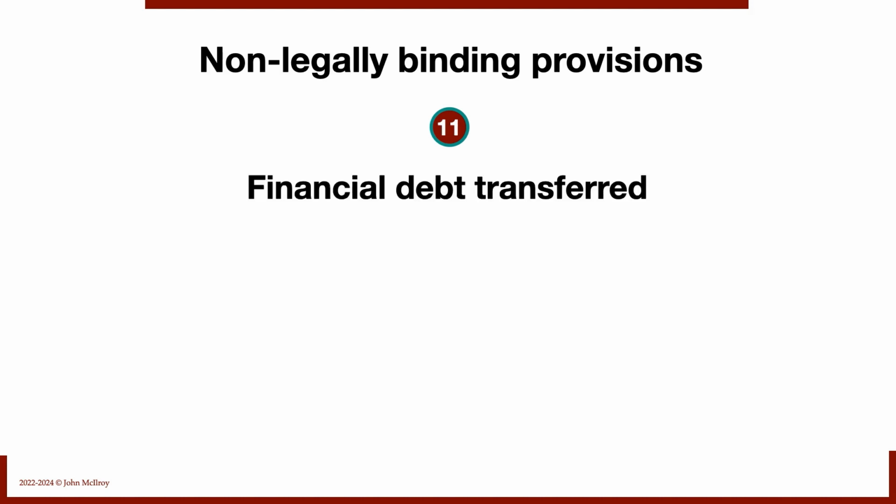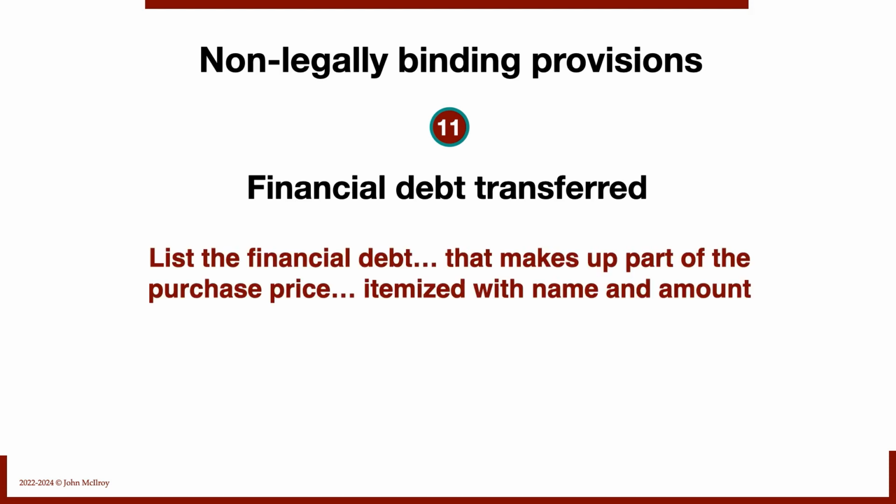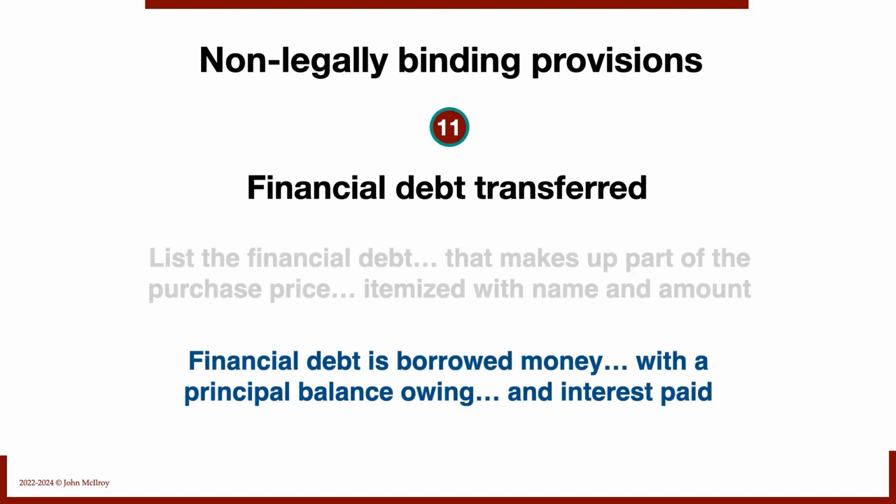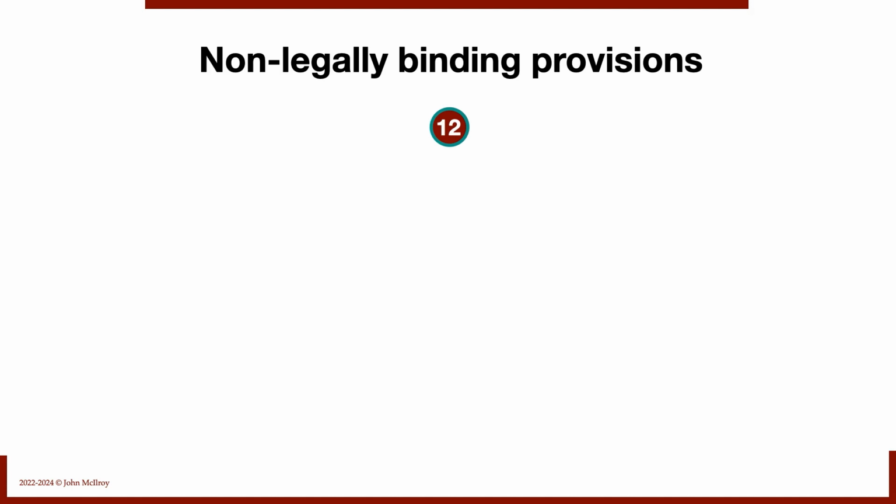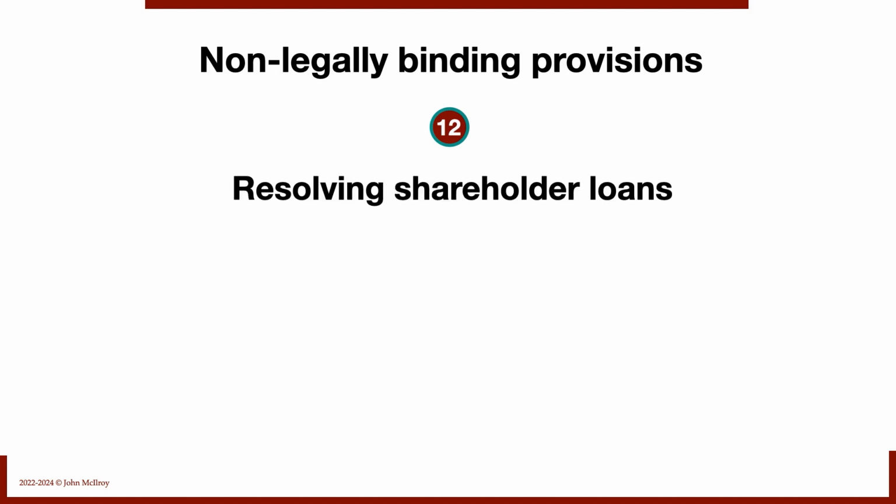Number 11, financial debt transferred. List the financial debt that makes up part of the purchase price, itemized with name and amount if you are going to inherit financial debt. Financial debt is borrowed money with principal balance owing and interest paid. It doesn't include things like unpaid bills. If you buy materials, you haven't paid for them yet, you have an accounts payable. That's not financial debt.